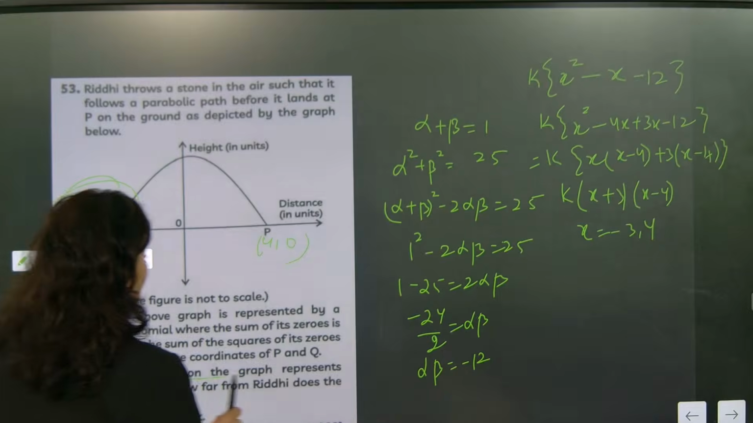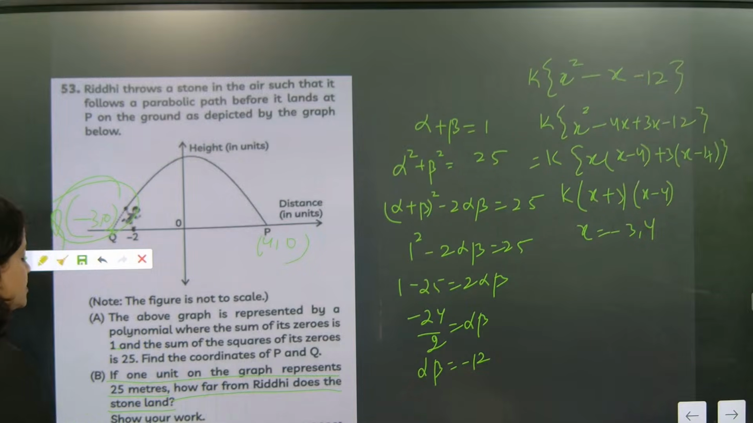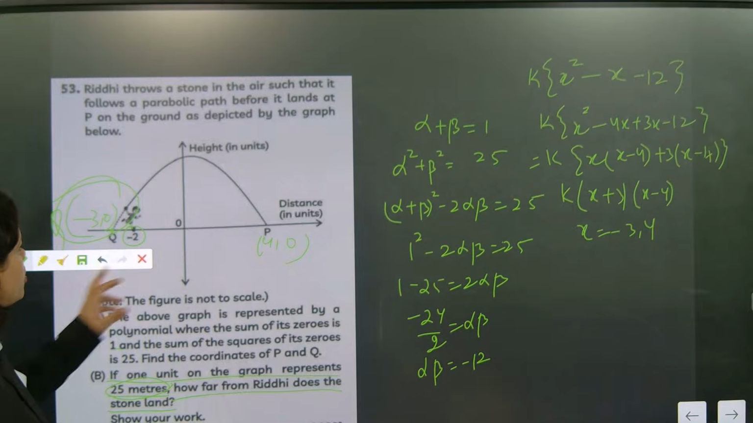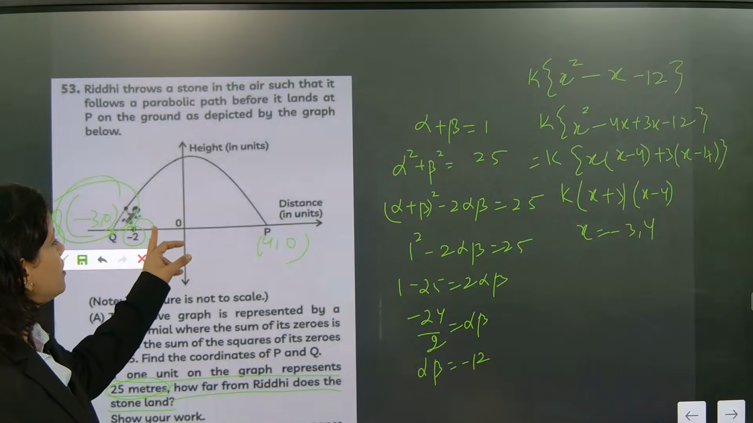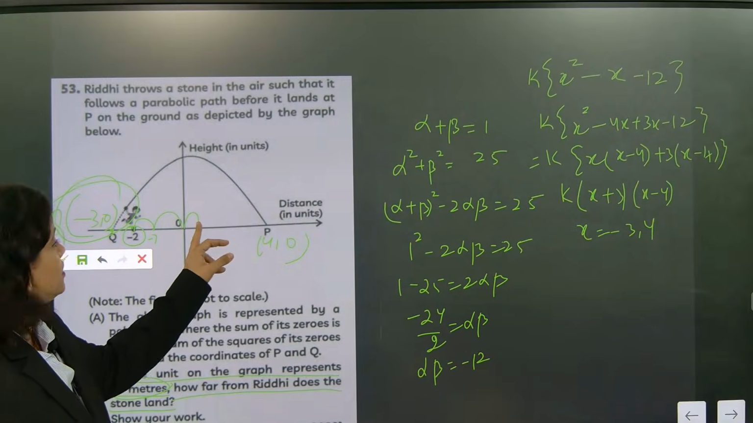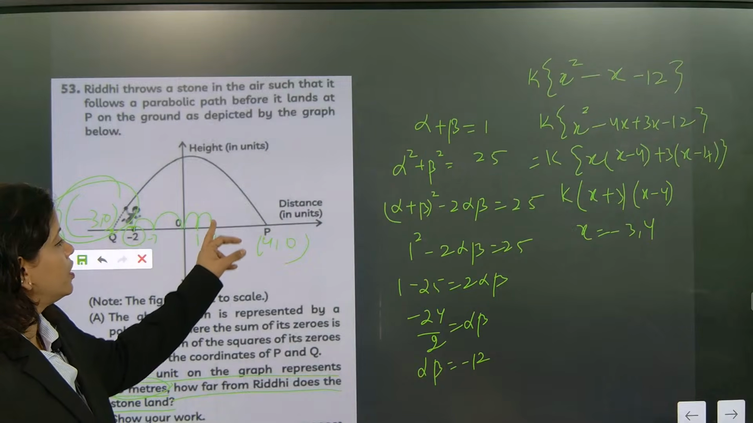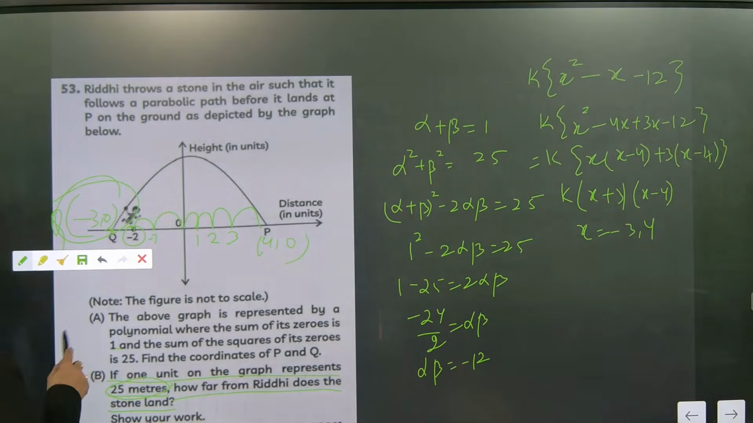Next is, if one unit on the graph represents 25 meters, how far from Riddhi does the stone land? One unit is represented as 25 meter. She is on minus 2. Now minus 2 to minus 1, 1 unit. Minus 1 to 0, 2 unit. 0 to 1, 3 unit. 1 to 2, 4 unit. 2 to 3, 5 units. 3 to 4, 6 unit. 6 into 25.